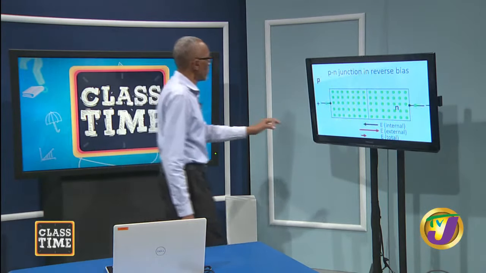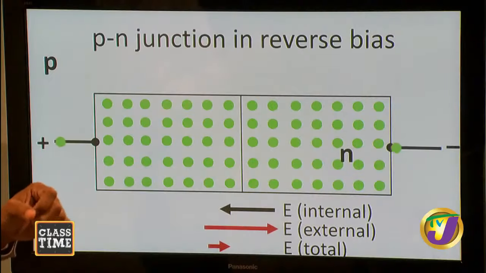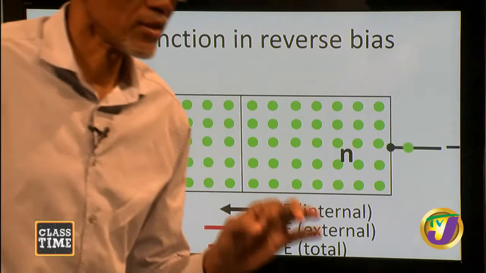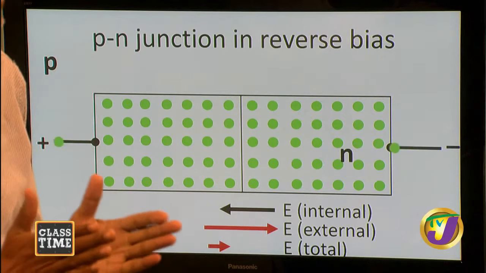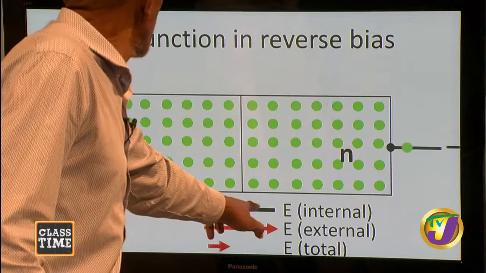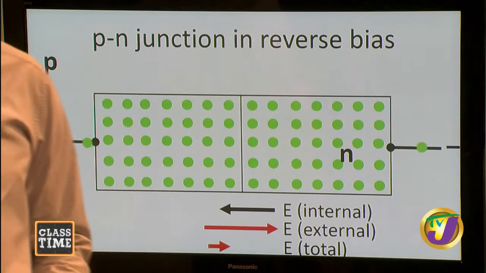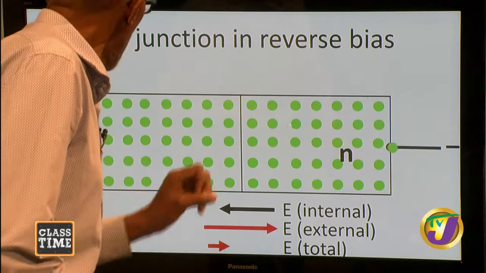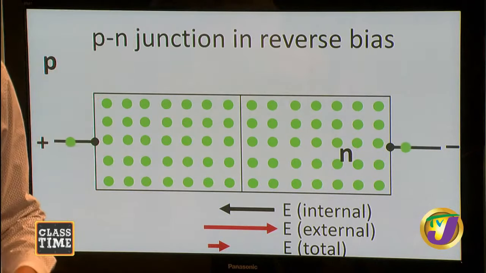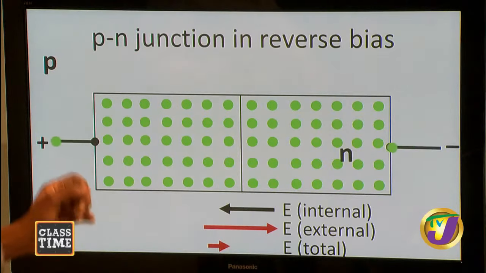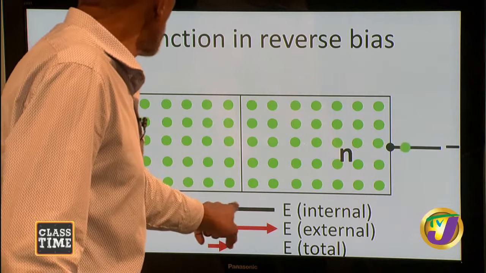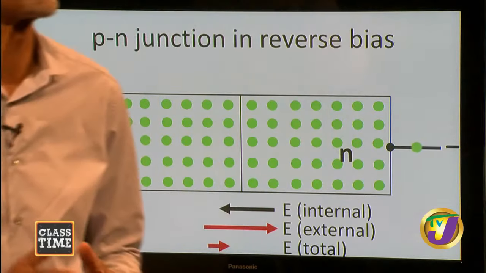Now, what is going to happen here? What would happen if the external field is less? The potential difference that is producing the external electric field causes an external electric field which is less than the internal electric field. That would be represented by a shorter arrow. What will happen? Nothing will happen, because there will still be a resultant internal field which will stop the flow of current.